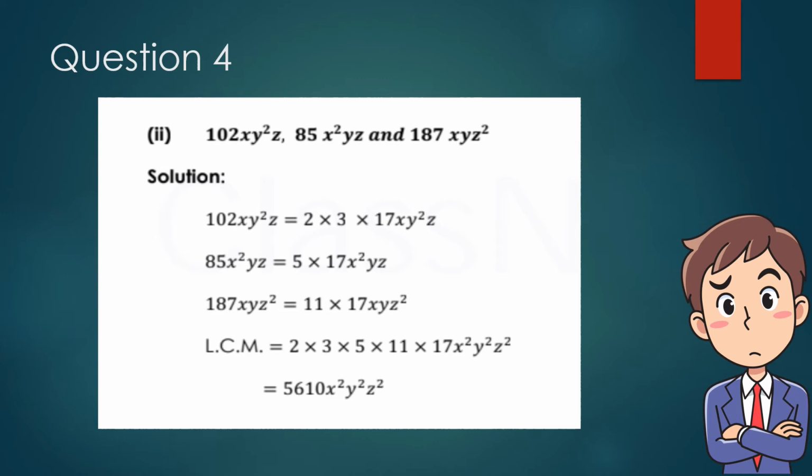We will factorize them. By factorizing the first term we have 2 into 3 into 17 x y square z, and by factorizing the second one we have 5 into 17 x square y z. By the third one we have 11 into 17 x y z square. Now the LCM will be the common factors and the uncommon factors also. So you will be left with 5610 x square y square z.